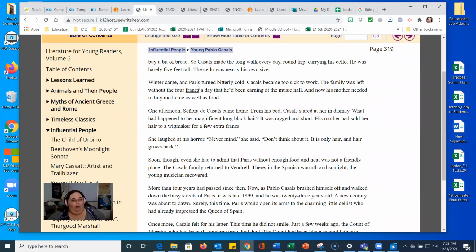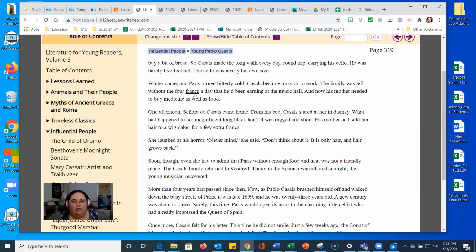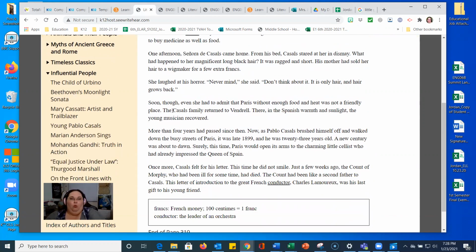Winter came, and Paris turned bitterly cold. Casals became too sick to work. The family was left without the 4 francs a day, and francs is a type of money as well as French money. 100 centimes equals 1 franc. It's kind of similar to a penny and a dollar. A day that he'd been earning at the music hall, and now his mother needed to buy medicine as well as food. One afternoon, Senora de Casals came home.